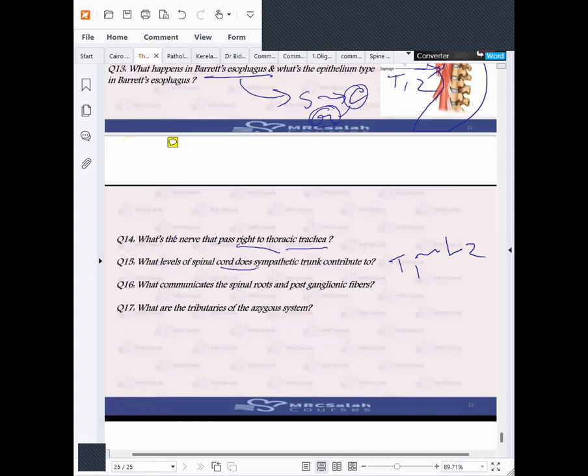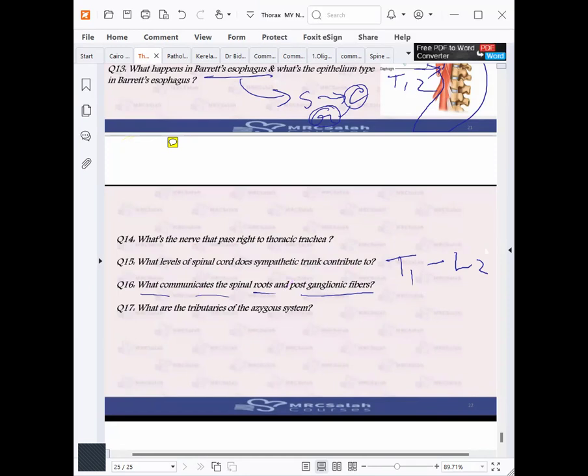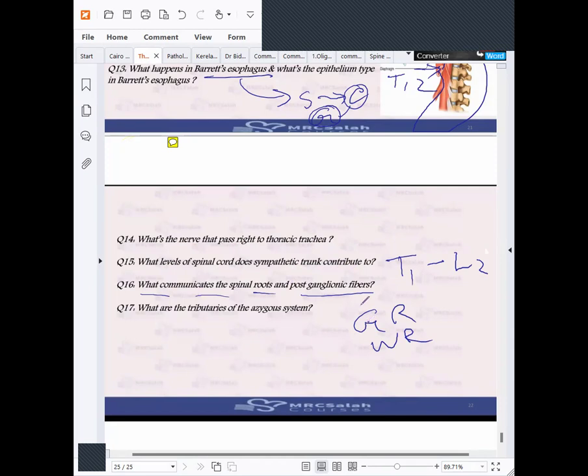What level of the spinal cord does the sympathetic trunk contribute to? It is thoracolumbar outflow, that is thoracic 1 to lumbar 2. What communicates the spinal root and post-ganglionic fiber? Gray ramus and white ramus. Gray ramus communicans, white ramus communicans.